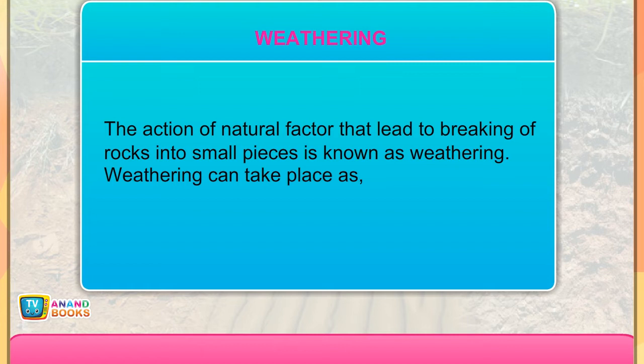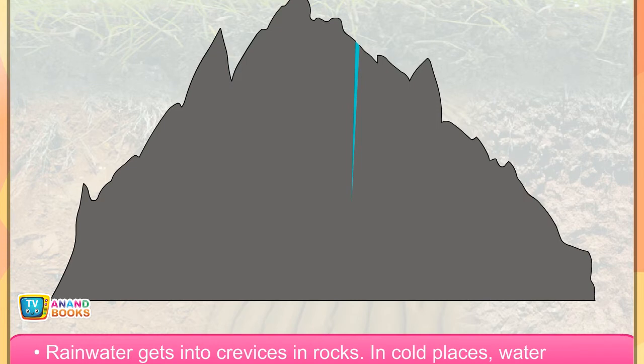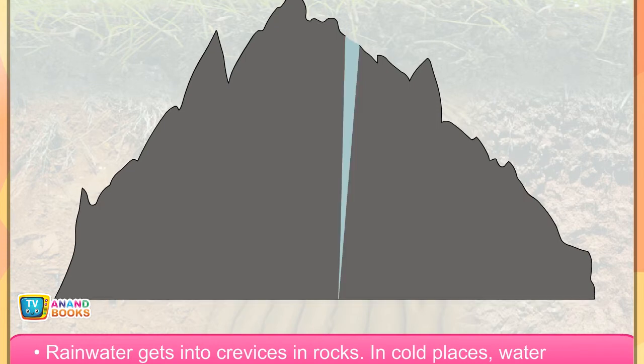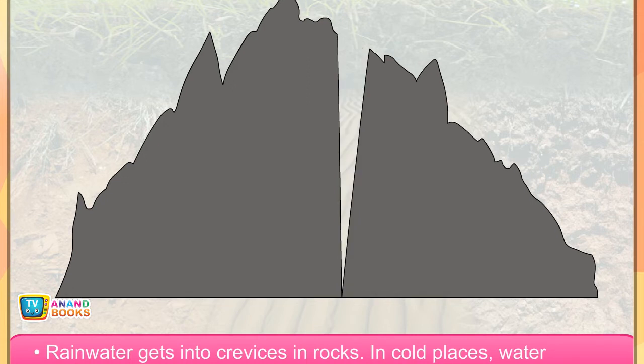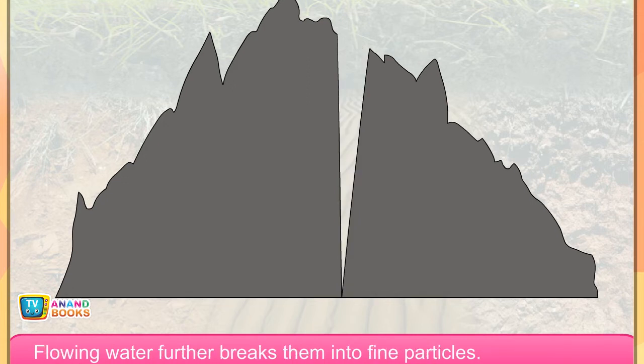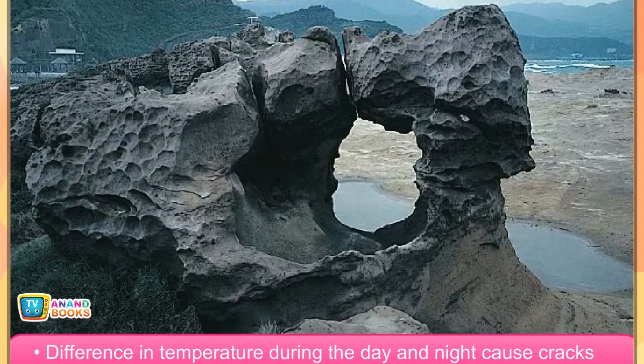Weathering. The action of natural factors that lead to breaking of rocks into small pieces is known as weathering. Weathering can take place as rainwater gets into crevices in rocks. In cold places, water freezes, expands, and breaks up the rocks into small pieces. Flowing water further breaks them into fine particles. Difference in temperature during the day and night causes cracks in the rocks.